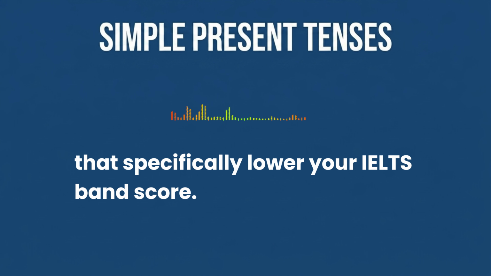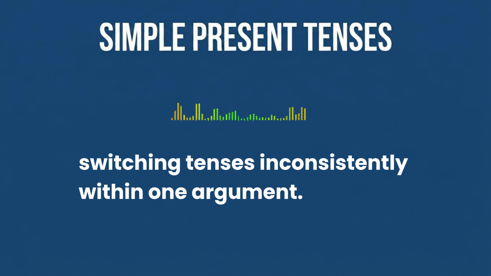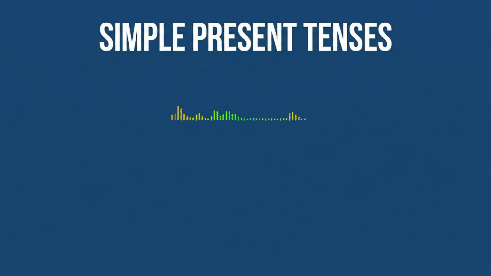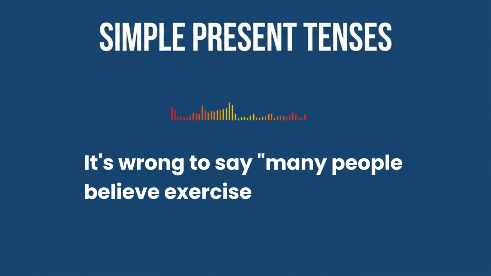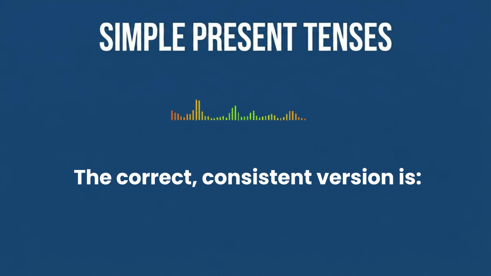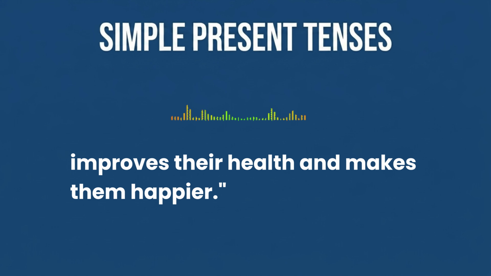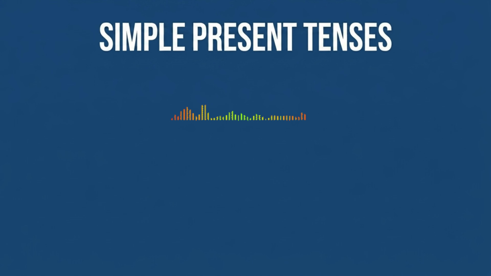Let's cover 5 mistakes that specifically lower your IELTS band score. Mistake 1, switching tenses inconsistently within one argument. It's wrong to say, many people believe exercise improves their health and make them happier. The correct, consistent version is, many people believe exercise improves their health and makes them happier.